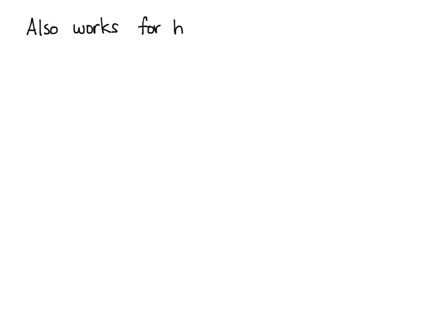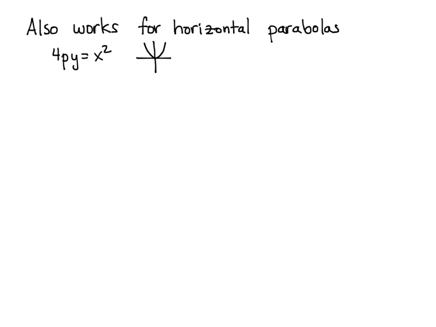Now this also works for horizontal parabolas. And so what we've talked about so far is just 4py equals x squared. If we swapped x and y, so it's 4px equals y squared, we're going to get a parabola that is like this. Now this is for a positive p, and this is for a positive p as well. The focus is down the x-axis here.